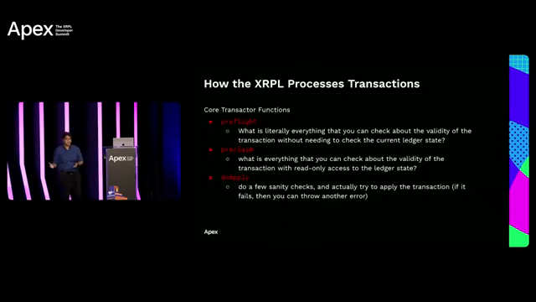Now, what's in these transaction handlers? Well, these are the core transactor functions: preflight, preclaim, and doApply. Preflight is basically an initial check. It is literally everything you can check about the validity of a transaction without needing to know anything about the current ledger state. One example might be, is this transaction signed correctly? Does it have a valid signature? Not whether the signature maps to the account correctly, which would require ledger access, but just whether this is a valid signature at all, or whether there was some sort of corruption.